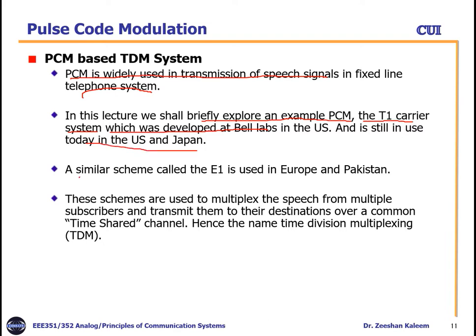And a similar scheme like T1, which is used in Europe and Pakistan, and in the rest of the world as well. These schemes are used to multiplex the speech from multiple subscribers and transmit them to their destination over a common time-shared channel, and it is named time division multiplexing. So this is one kind of multiplexing scheme where we can transmit a number of signals over the same channel. How does it work? Let's move on.